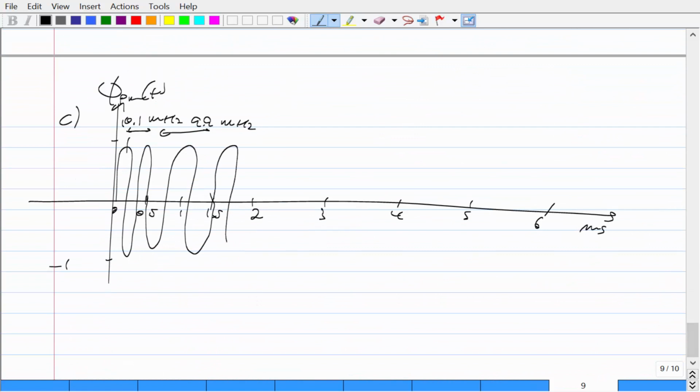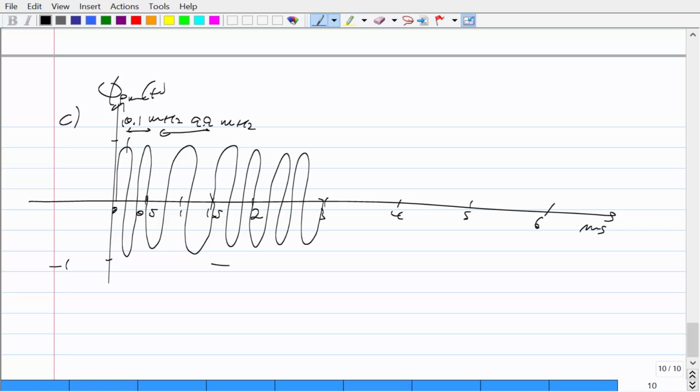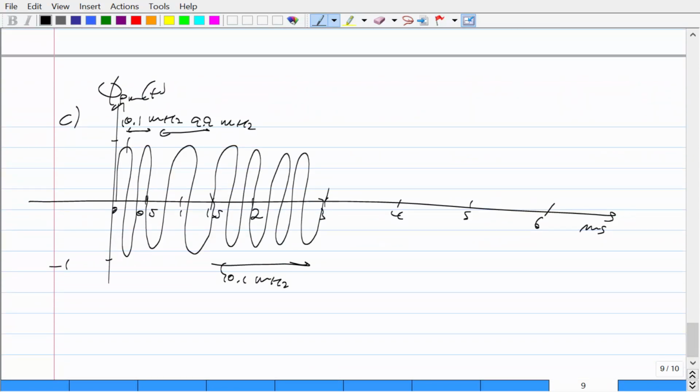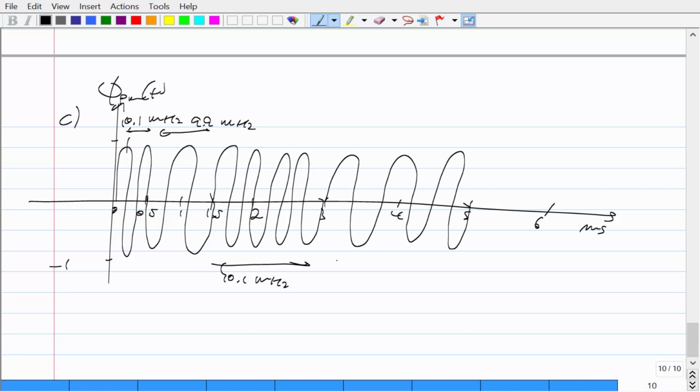Okay, so between here and here is 10.1. Then between 3 and 5, it's going to go down to 9.9. So it's going to look like this. Slows down a little bit. So from here to here, it's 9.9.